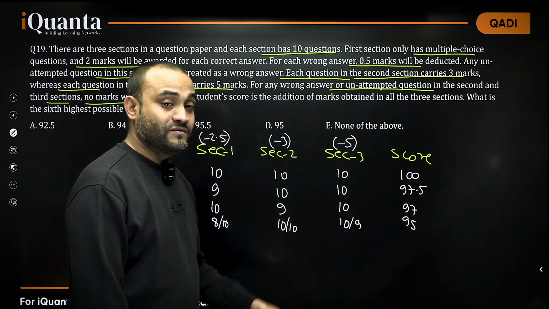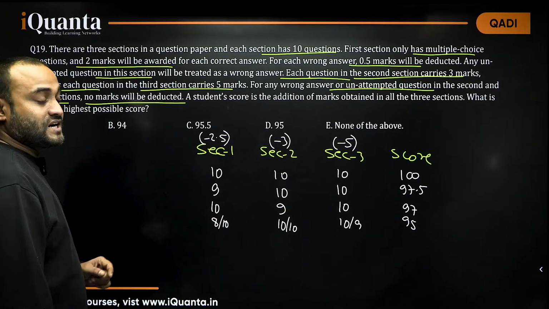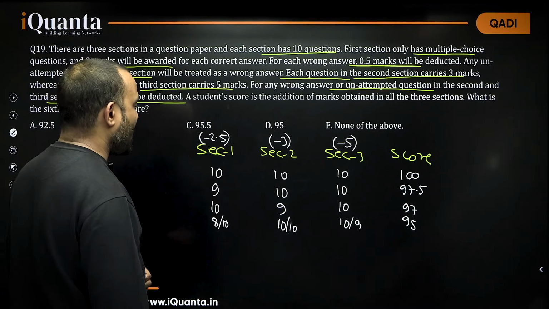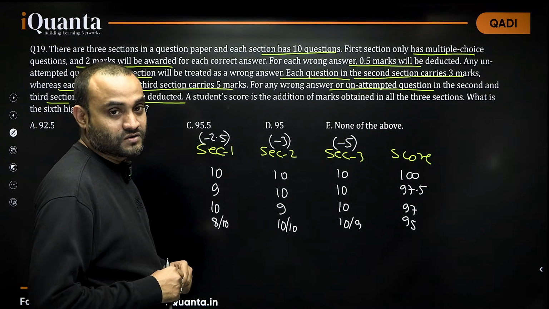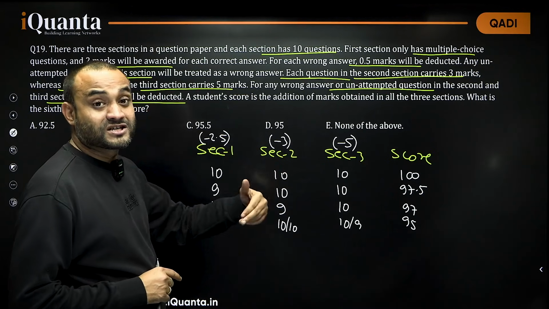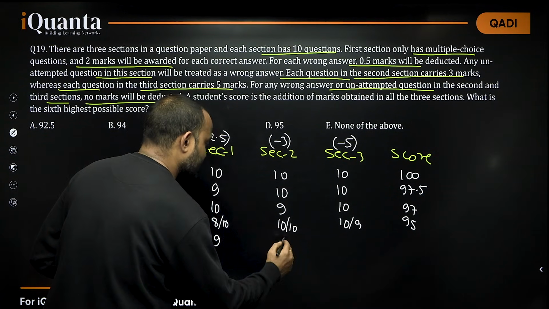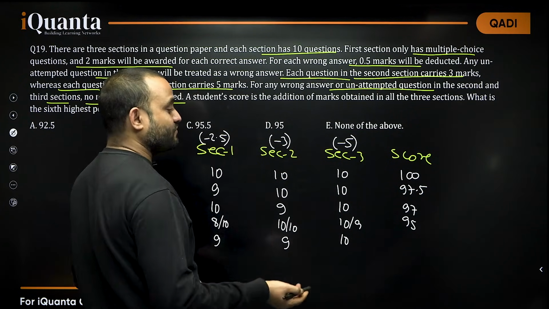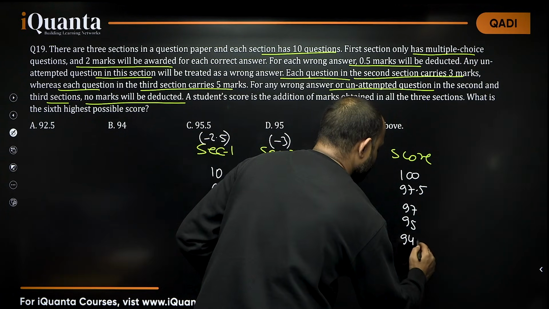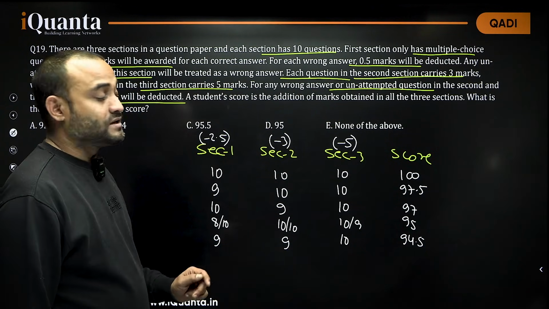So 95 will be the fourth highest score. Now what will be the fifth highest score? So after that, see, one deduction here, right? So there is a deduction of 5.5. So what we can say, if I leave one question here and one question here, and solve all the questions here, there is a deduction of 5.5, then the student will get 94.5. This will be the fifth highest score.